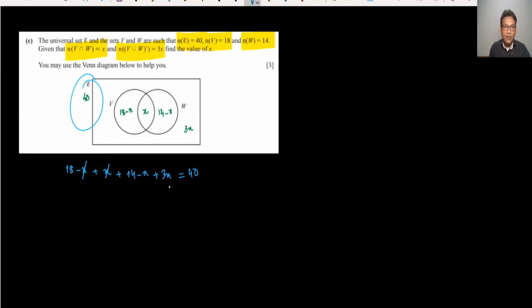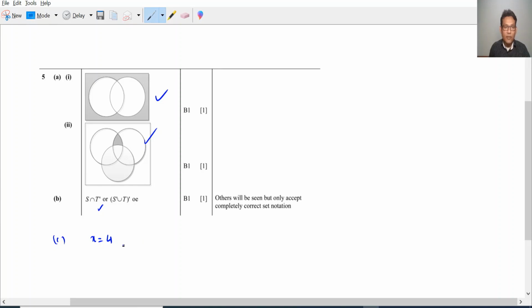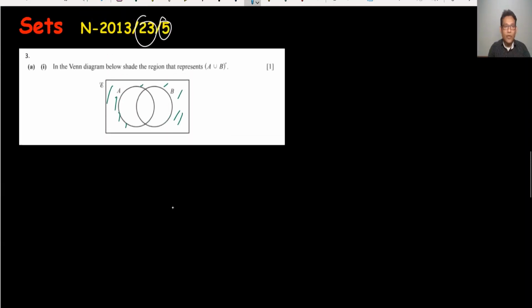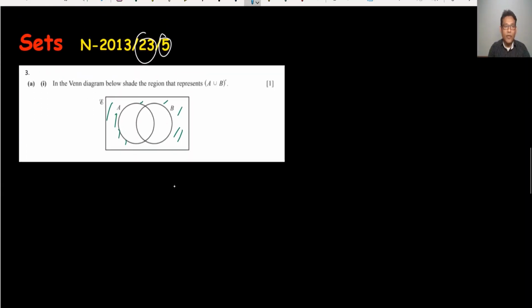X is cancelled out, minus X from the 18, and here this is coming 2X. So this is 12 here, and 3 is 32, that's right, 40. So 2X is equal to 40 minus 32, which is 8, and X is coming 4. And let me check the answer, it is coming 4. Absolutely, we have done question number 5, part C, of 2013 variant 23.